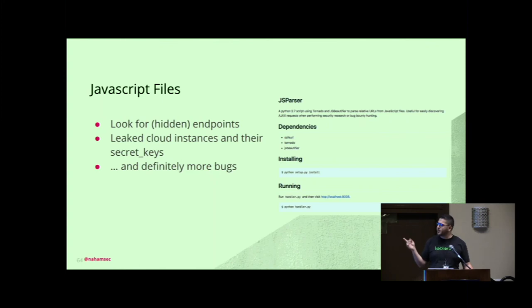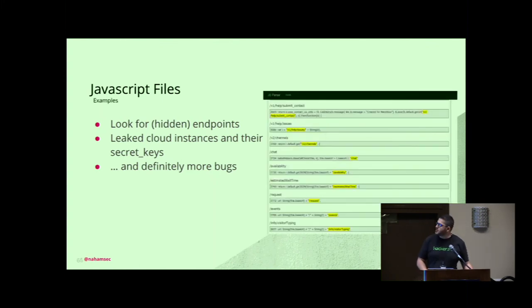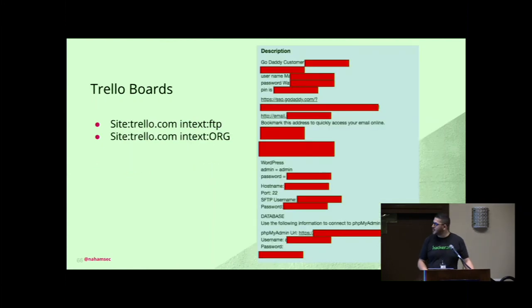There's a tool out there that we wrote. It's called JS Parser. What JS Parser does is you give it a list of JavaScript files, and it just highlights all the endpoints for you. So you don't have to go deep through all those JavaScript files and start looking through them for yourself. You can just use a tool. It saves you a lot of time because JavaScript is not the nicest language out there.